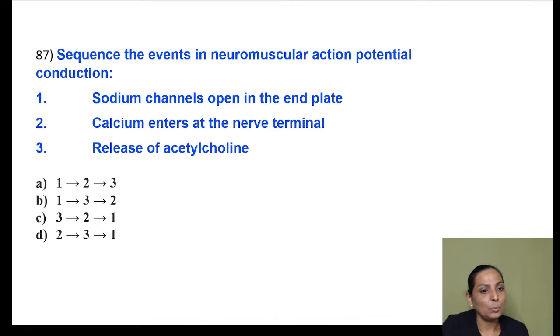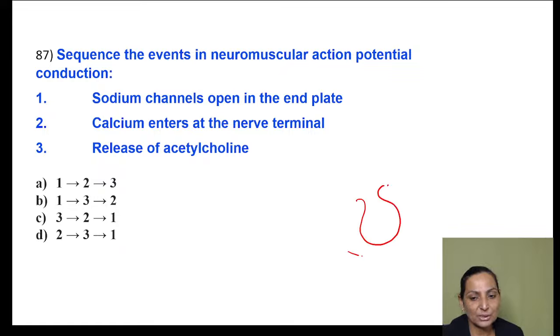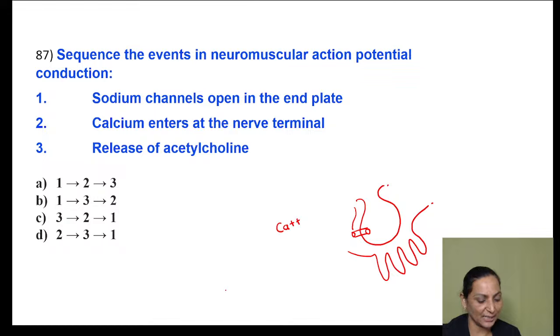Now, what is the sequence of events in neuromuscular action potential? Remember what will happen when you speak about this neuromuscular junction. What are the events that are going to take place when we consider the neuromuscular junction? Sodium channels open in the end plate. Calcium enters and release of acetylcholine. Now, when the action potential travels, the first thing is the opening of the voltage gated calcium channels.